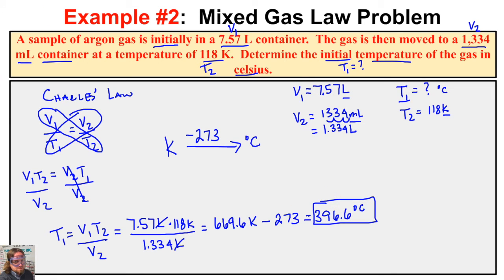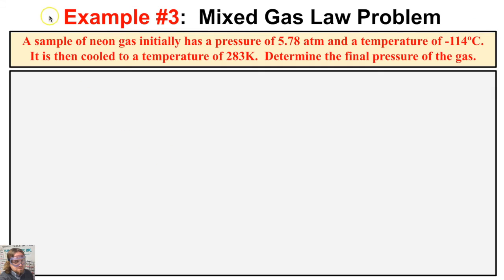Okay, let's take a look at another problem. In this example right here, it says that a sample of neon gas initially has a pressure of 5.78 atmospheres and a temperature of negative 114 degrees Celsius. It is then cooled to a temperature of 283 K. We need to determine the final pressure of the gas. So let's take a look at what's happening here.